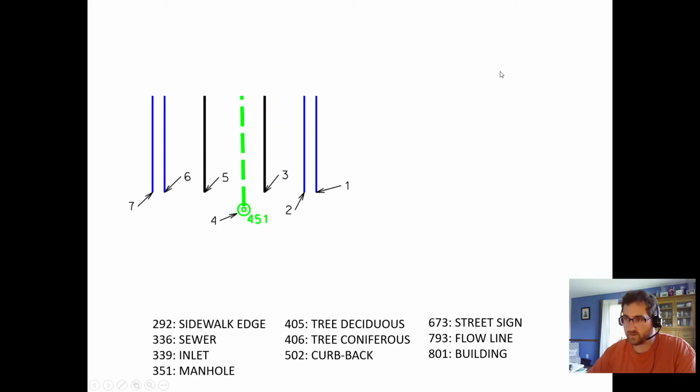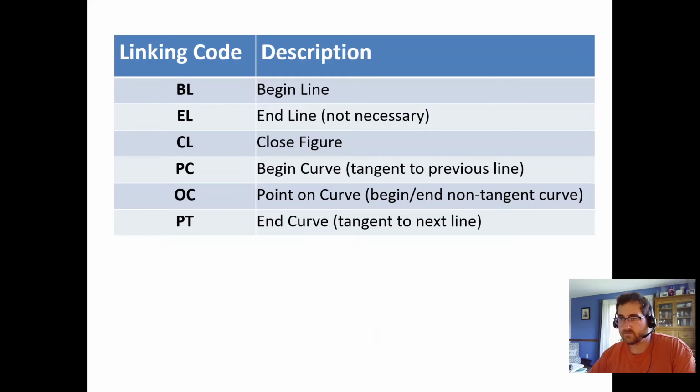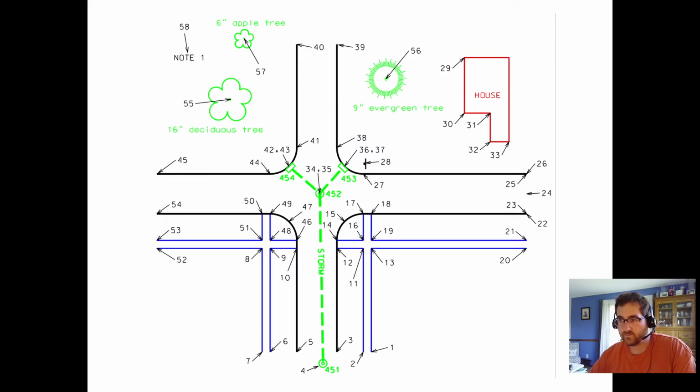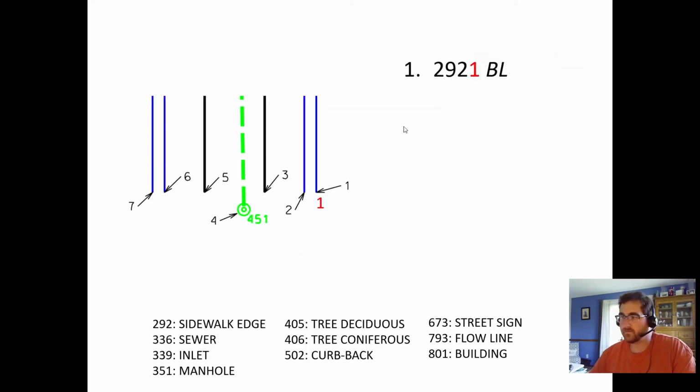So that goes along with these: begin line, end line, and close figure. Okay, so that's my field code that I'm putting into the data collector. Similar for line number 2, or for sidewalk edge number 2, I've got sidewalk edge 292. I'm saying that my number here is line number 2, and I'm going to begin this line as well.